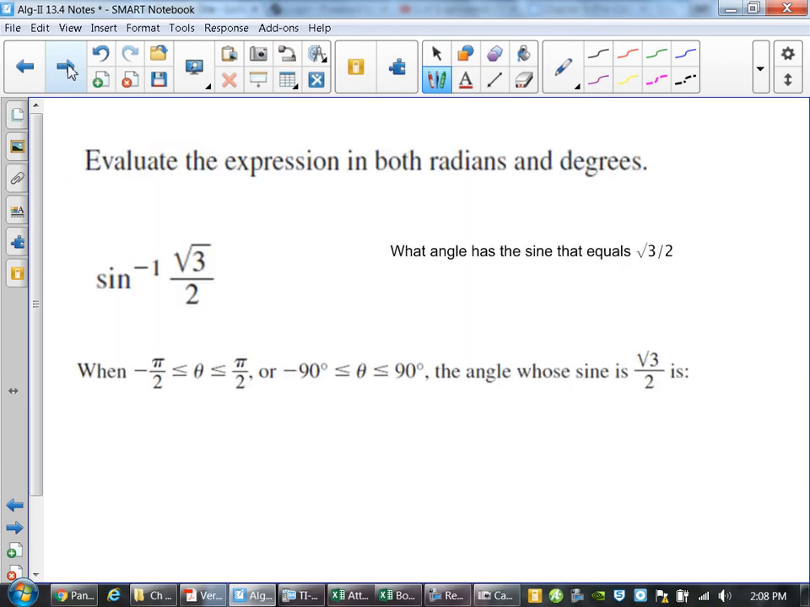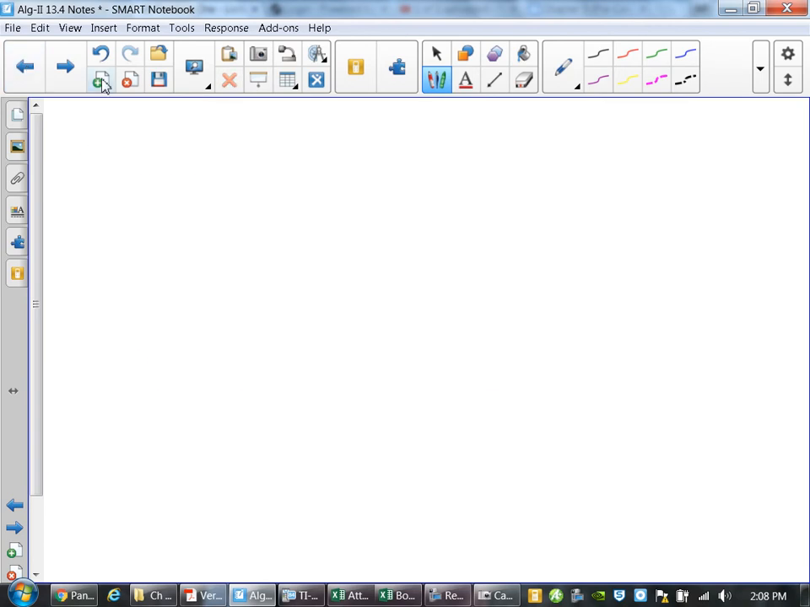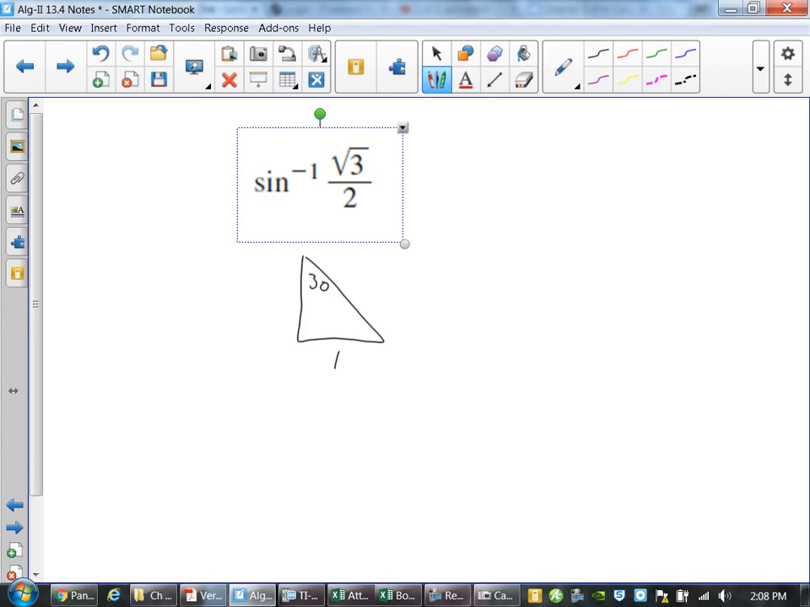So what we're going to ask you guys is this. What angle has a sine of root 3 over 2? Without the use of the calculator, you have to figure out in your mind which triangle works with root 3's and 2's. 30, 60, 90. So you write it out. Which one of those angles has a sine of root 3 over 2? 60. So my answer is 60 degrees.